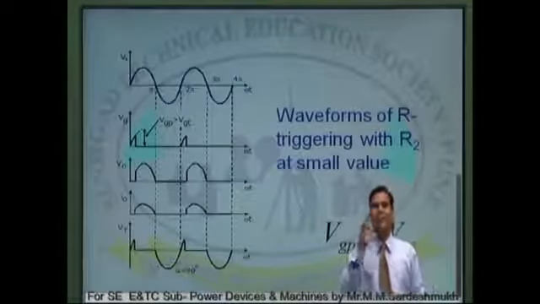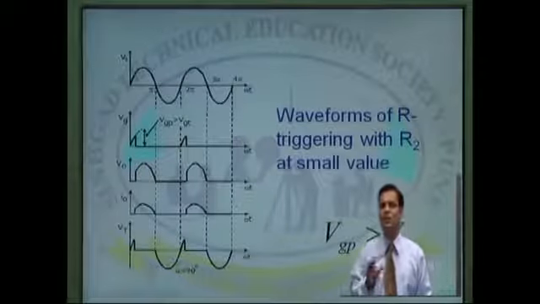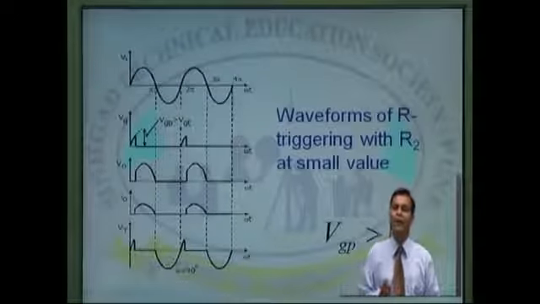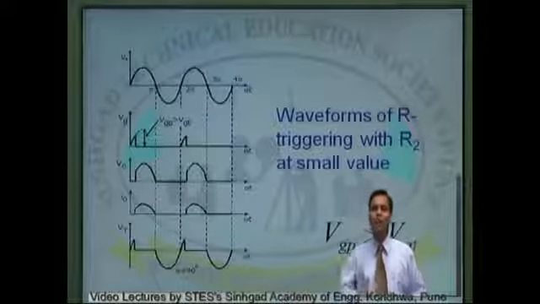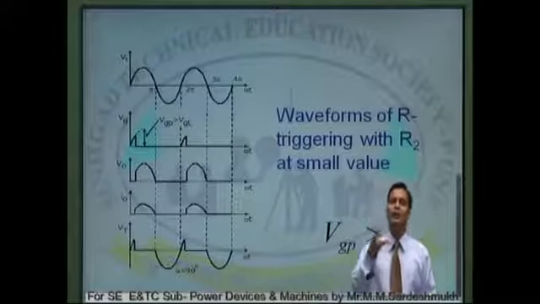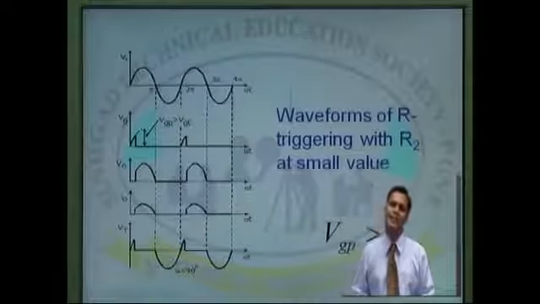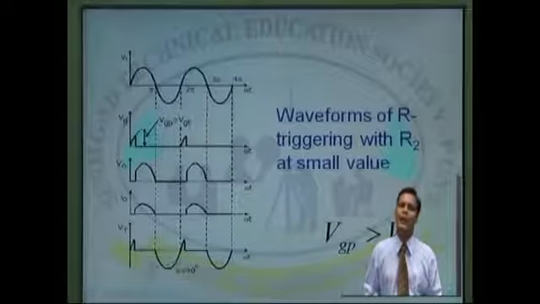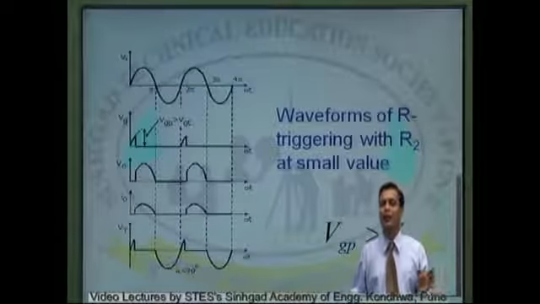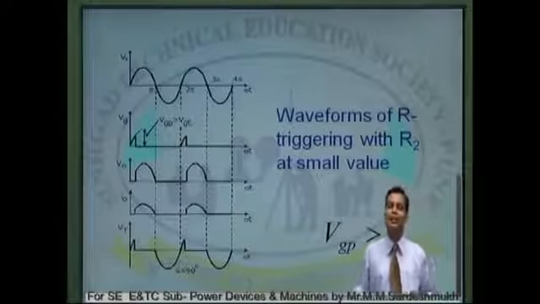The advantage of this triggering is that the circuit is very simple. The construction of the circuit used for triggering is very simple, but it suffers from a limitation: we can control the firing angle up to 90 degrees only. We cannot control the firing angle alpha beyond 90 degrees. As you are observing, the applied signal is sinusoidal. It reaches its maximum value Vm at alpha equal to 90 degrees, and we can turn on the SCR at most up to 90 degrees. We cannot control the firing angle beyond 90 degrees. So this is the limitation of R triggering.